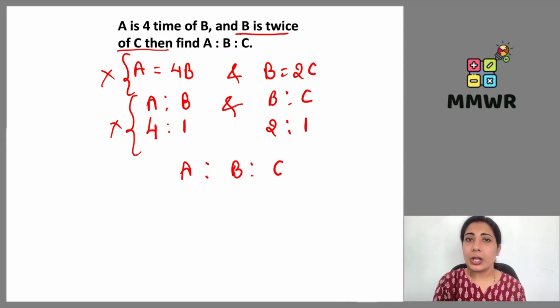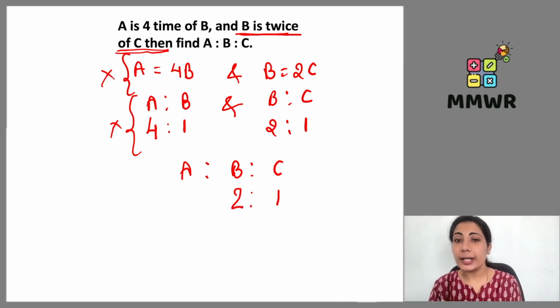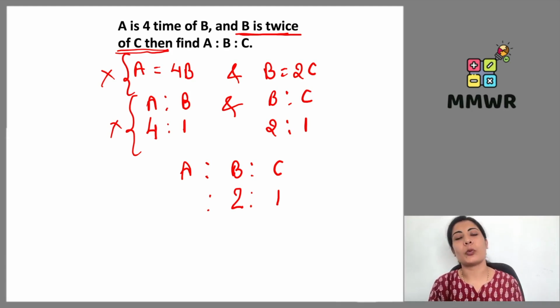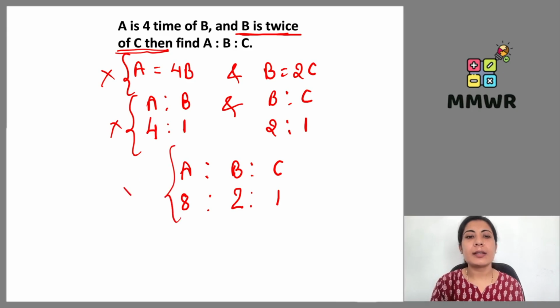You have to start reading the question from the back side. B is twice of C. If the value of C is 1, the value for B will be twice of C, that means 2x. If the value for B is 2x, automatically the value for A is going to be 4 times of 2x, that means 8x. So this is the final answer.